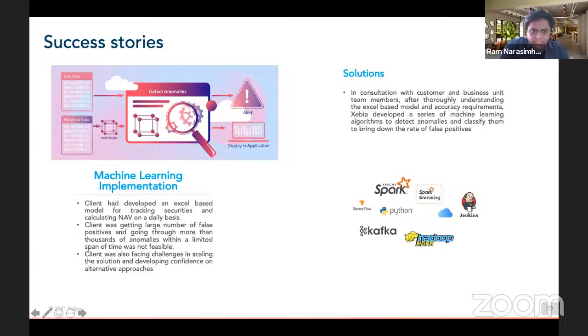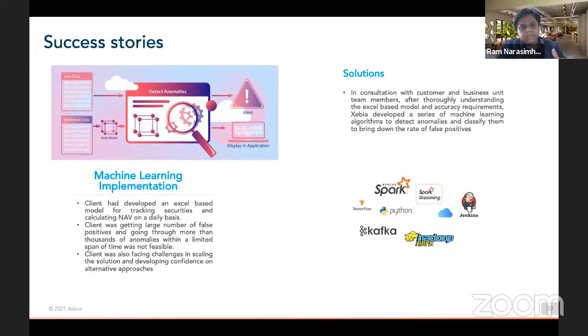So this is another use case. This is around anomaly detection. What happens when you're writing very complex models and very complex statistics around it, sometimes the solution is not scalable. Sometimes there are a lot of false positives and things like that. So the entire logic was rewritten in a machine learning time series algorithm, and the entire implementation with the accuracy was validated to reduce the false positives, right?